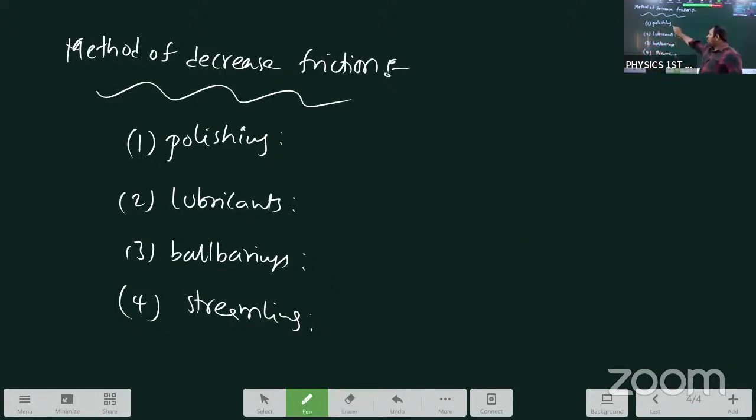How? 4 side headings. On polishing, friction reduces. By using lubricants, friction reduces. By using ball bearings, friction reduces. By using streamlining shape, friction reduces. In automobiles and vehicles, streamlining shape is nothing but curved shape, student. So there are 4 methods for reducing friction or decreasing friction. These are the 4 side headings.